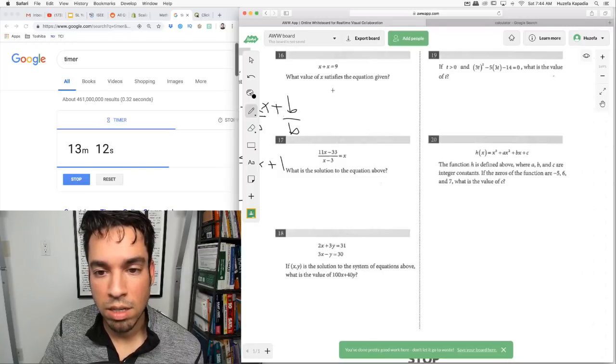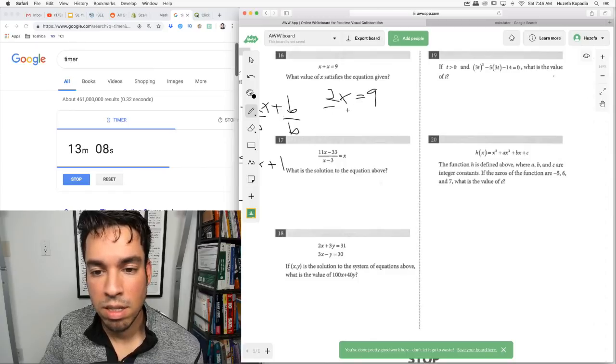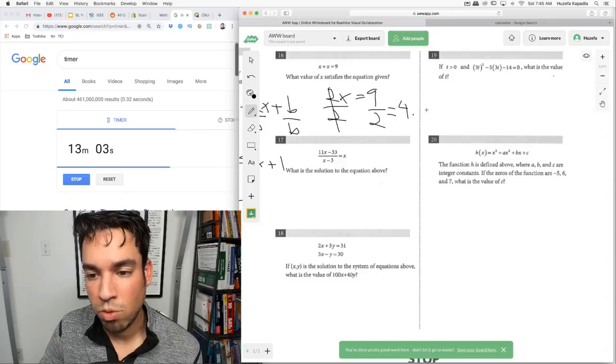X plus X equals 9. What value of X? Okay, so it's 2X equals 9. Isolate by dividing by 2, boom. X equals, you could probably grid it in as 4.5 or 9 divided by 2.